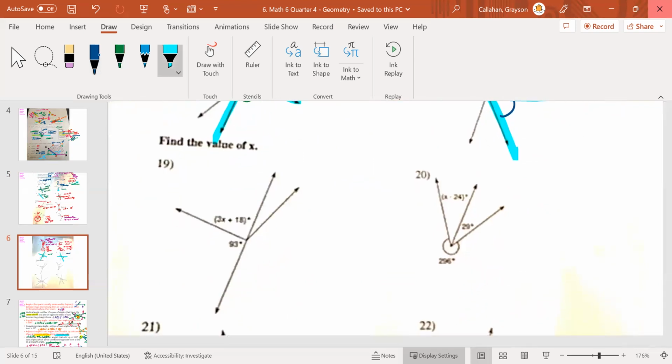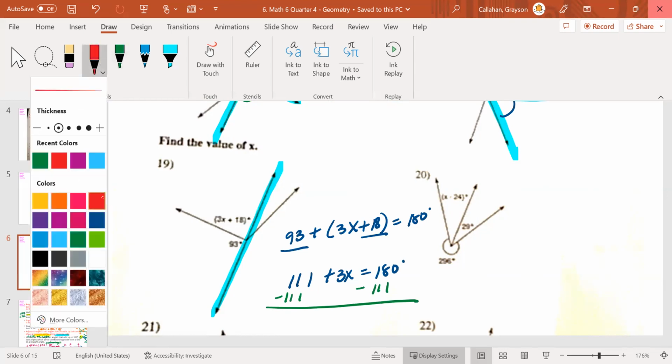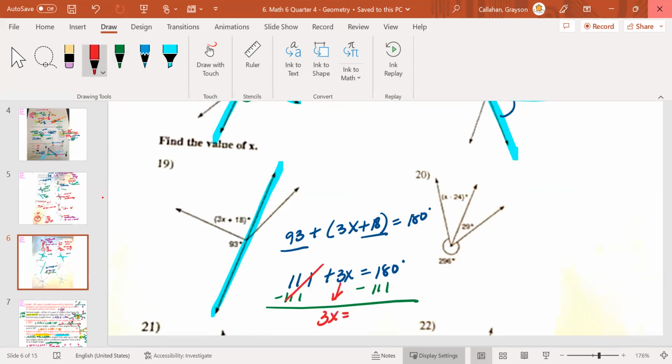Number 19, this creates a straight line, which is 180 degrees. So you're going to say 93 plus 3x plus, I think that's 18, equals 180 degrees. Combine your like terms, which is going to give you 111 plus 3x is going to equal 180 degrees. This is going back to solving equations. Subtract the 111 on both sides. Bring down the 3x. 180 minus 111 is going to give you 69 degrees.